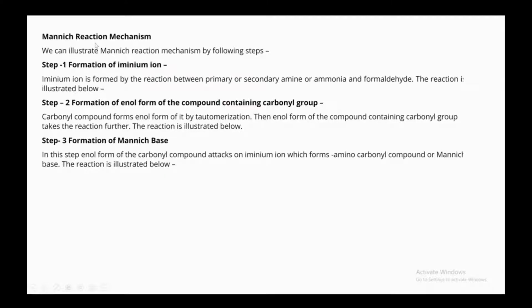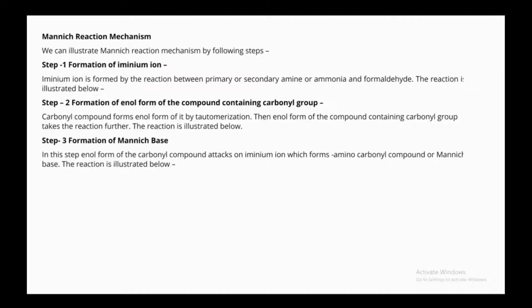What steps are involved in the mechanism of the Mannich reaction? Step number one is called formation of the iminium ion. This is a theoretical explanation of the mechanism. In the next slide I'm going to explain each step with more curly arrows. But before explaining those curly arrows, I'm going to tell you theoretically so that you can take note of what steps are involved in the Mannich reaction.